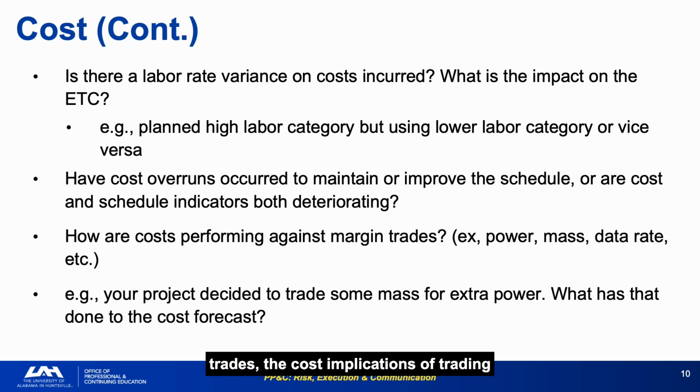Margin trades. The cost implications of trading mass for power or other technical parameter exchanges represent a category of cost impact that does not appear in financial data until it is well underway. The checklist question forces early awareness. When cost variances arise, always first determine whether they are labor mix, rate, or performance-driven. Each has a different implication for the ETC, and each calls for a different response.